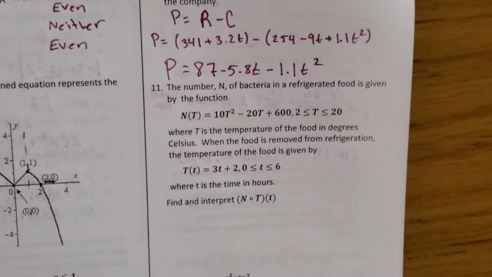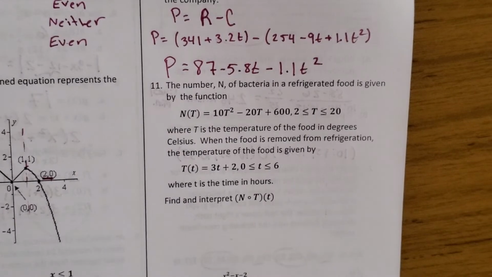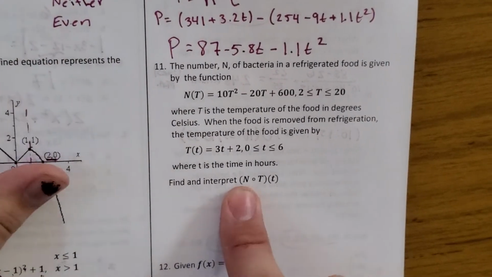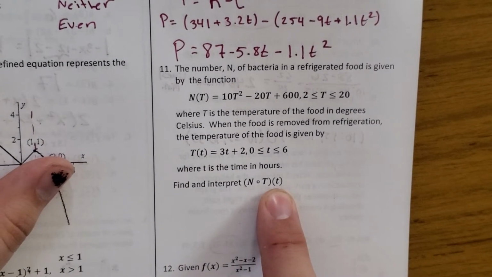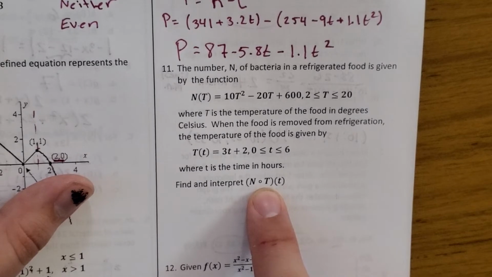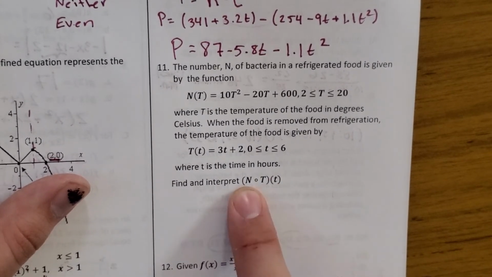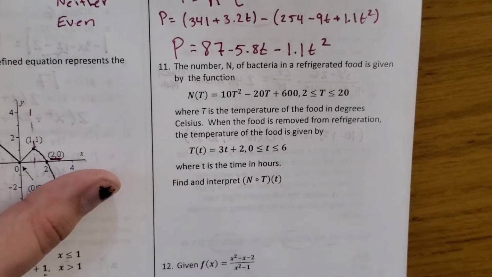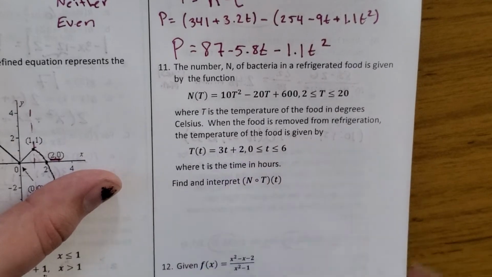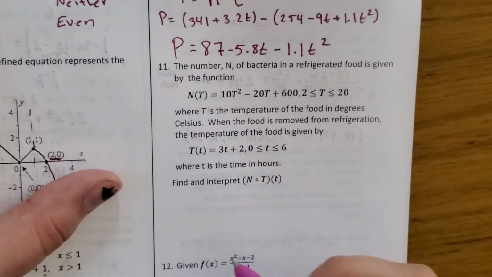Number 11 has a lot of stuff that might make it seem confusing. It's talking about bacteria in a refrigerator on food. But if you read through all that and you're confused, once you get here, it just says, well, interpret. What does N of t equal? That's all they're asking us to do. Plug little t into the T for time equation, get that solution and plug it into our number of bacteria equation. Well, I already plugged t into this equation. T of t is already 3t plus 2. What I now need to do is plug this equation into the N of t equation.